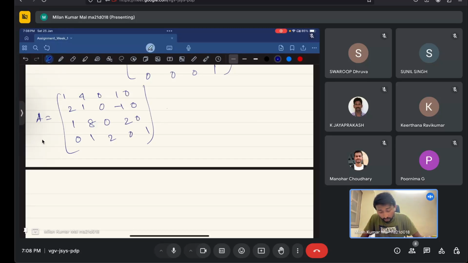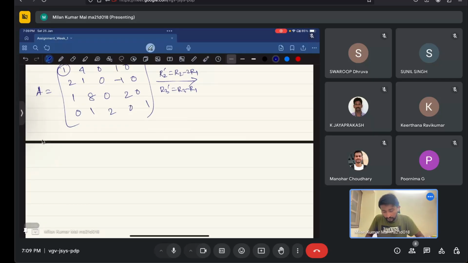First, we will do the replacements simultaneously: R2 will be replaced by R2 minus 2R1, and R3 will be replaced by R3 minus R1. The target here is to first take the first non-zero entry of the first row. If it is 1, then it is okay. If it is not 1, then you can multiply that row by a suitable scalar to make it 1.